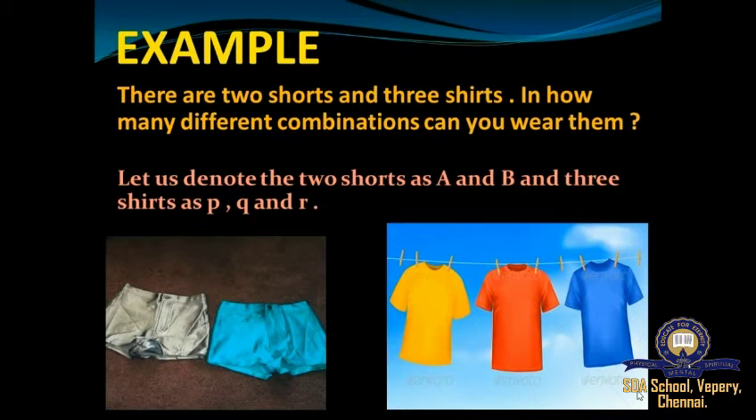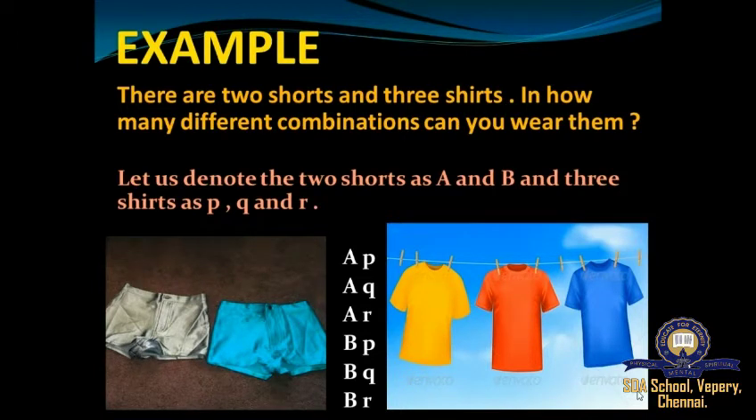Understood students? In the question they have given 2 shorts and 3 shirts, so we are going to assume the 2 shorts as A and B and the 3 shirts as P, Q and R. The first combination can be A and P, and then A and Q, A and R. And the fourth combination will be the second short, that is B: B, P, B, Q and B, R.